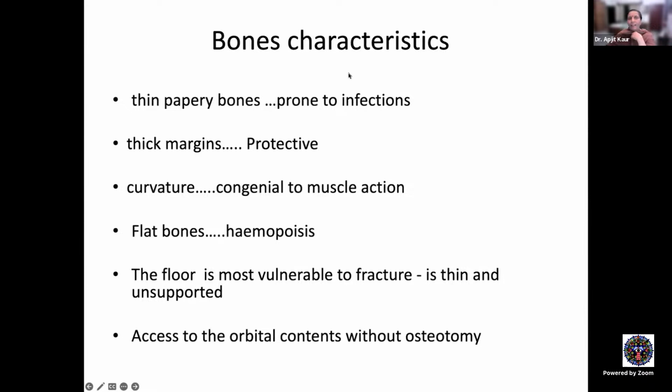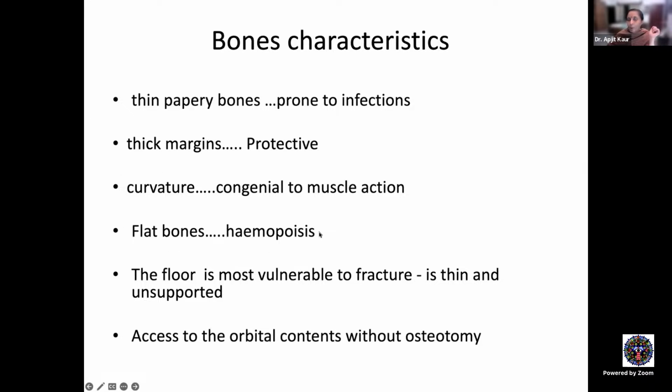So what are the characteristics of these bones? These are papery thin, which makes them prone to infections. They have very thick margins, which give a protective function. The curvature is important because you have these orbital muscles, and the eyeball is round. The pyramid is tapering. So to fit in all that area in this tapering cone where the eyeball is, this curvature is important.